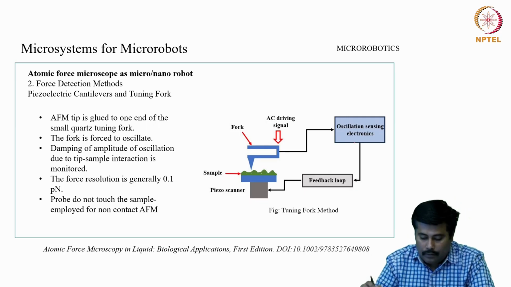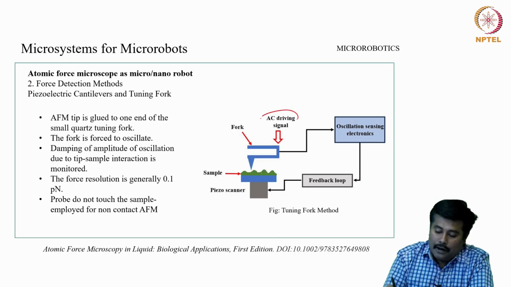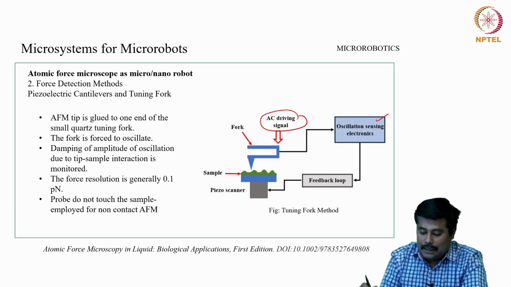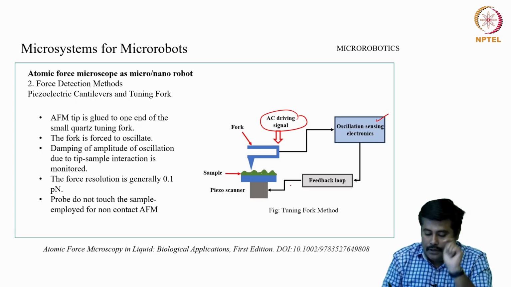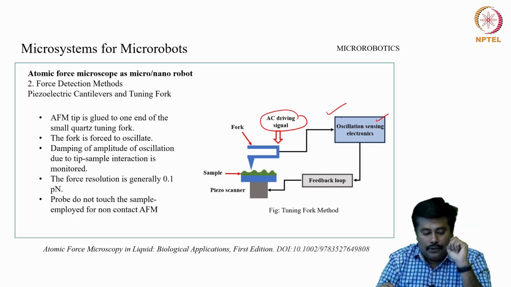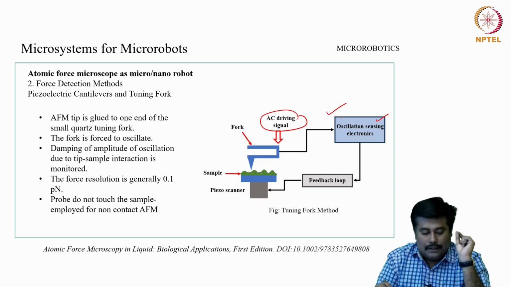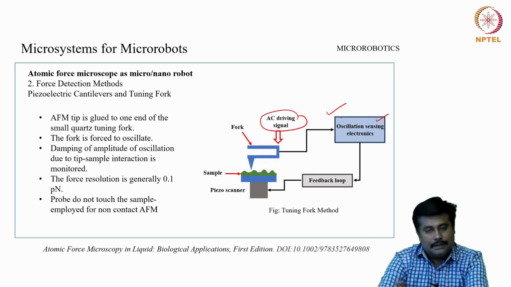When we look at the overall configuration, this is a fork which is integrated with a cantilever. Then there is a small AC driving signal, and then there is an oscillator with sensing electronics and a feedback loop in place. From the feedback loop, the signal is fed into the piezo scanner, and then there is a sample which is available. So, this method is called the tuning fork method. As and when there is a deflection in the cantilever, the fork is going to exert a force to oscillate it. So, the damping of the amplitude of oscillation due to tip-sample interaction is monitored.